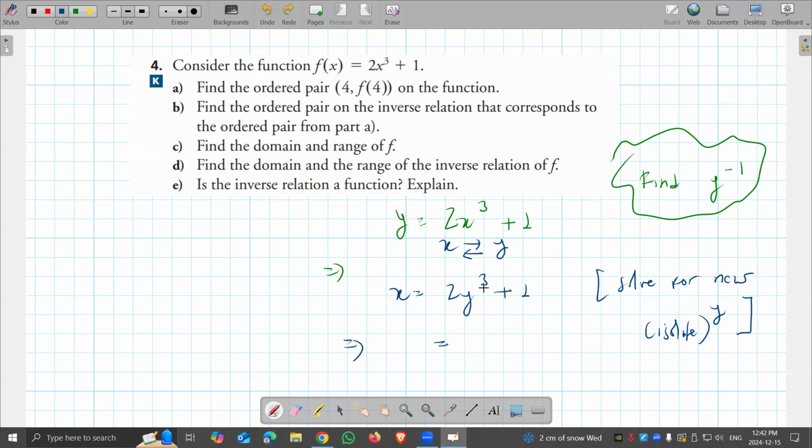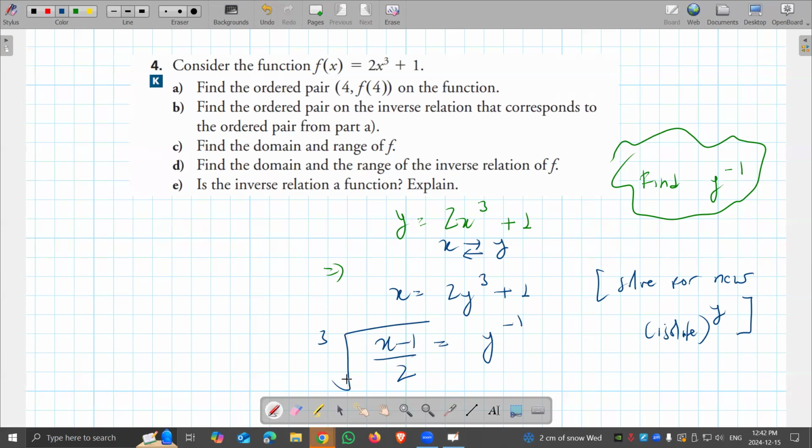Subtract 1, yeah, and then you divide by 2, and then cube root. So this right here is our y inverse. Now it's not obvious from the equation whether or not it's an inverse function. So what we're gonna do is we're just gonna plot this.